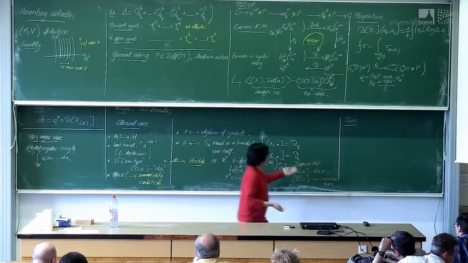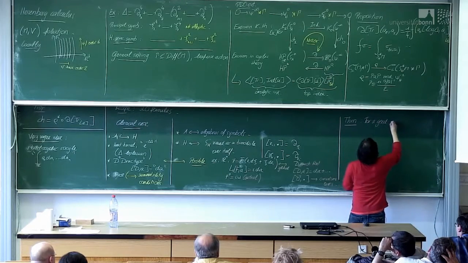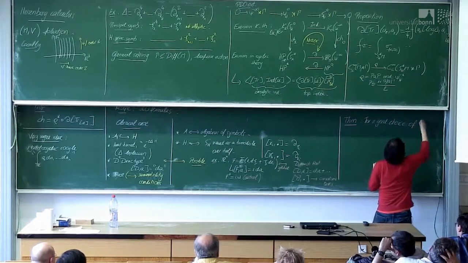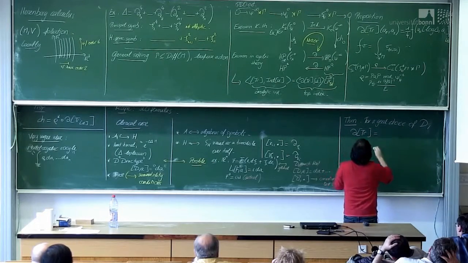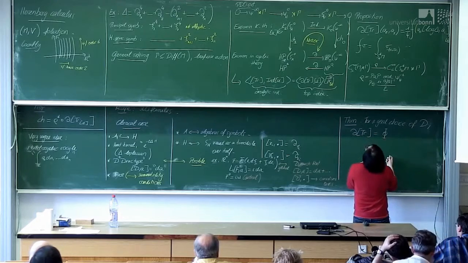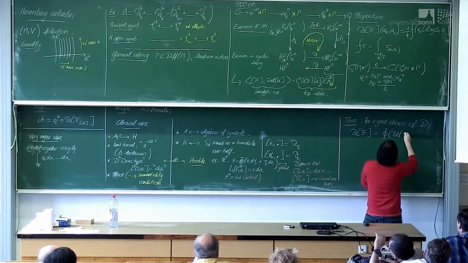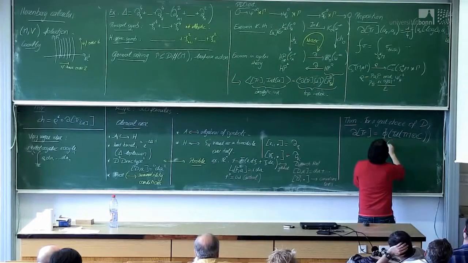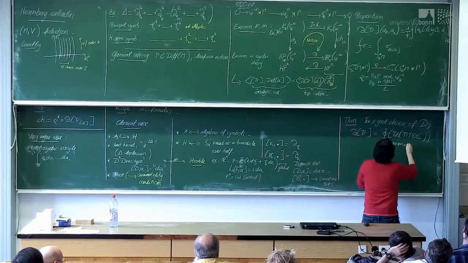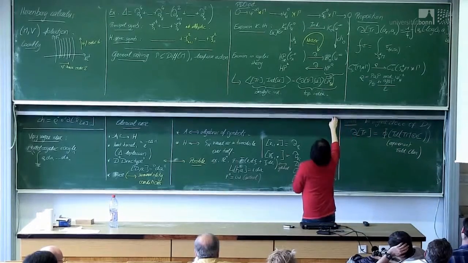Here, what you can do is the same. For a good choice of D, what you have is that calculating this will be equal to phi of the third class, the equivariant third class. I will define this with the first board. So here is the equivariant third class. Then let's see on the first board.